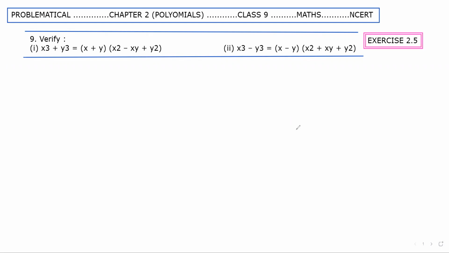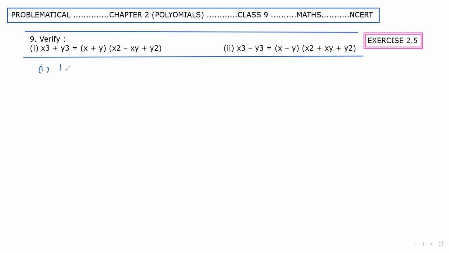We were discussing exercise 2.5 from Class 9th Maths NCERT, chapter Polynomials. We completed till question 8. Let's continue with question 9. Question 9 asks you to verify these two equations. Now, there are two approaches to it. Let's see both in the first question and only one out of these two in the second question.